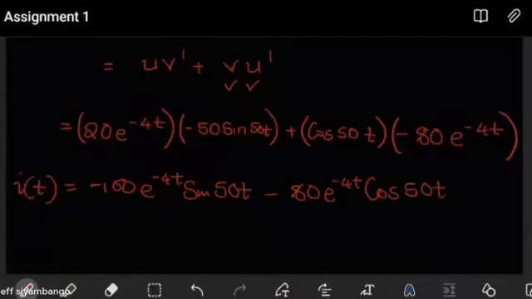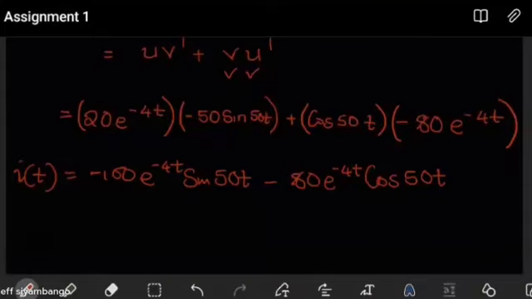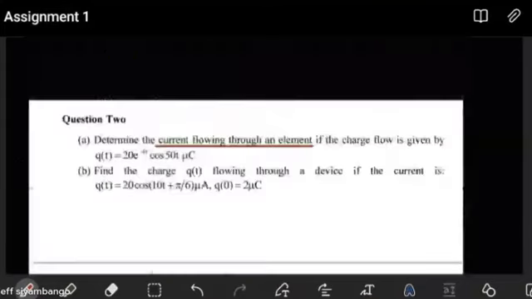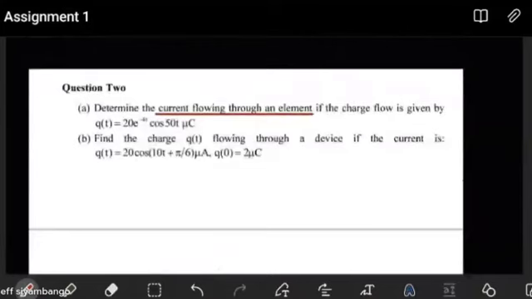Now, what will be the units? Here, by the way, this is what I was saying, that in some questions, they will tell you the time. They'll say, calculate the current, or they'll say, determine the time, given that the charge is this, and then they'll give you the time frame. In this case, we're not given what the time is. Were we? No, we're not. Determine the current flowing through an element if the charge flow is given by this. So they did not give us the time.